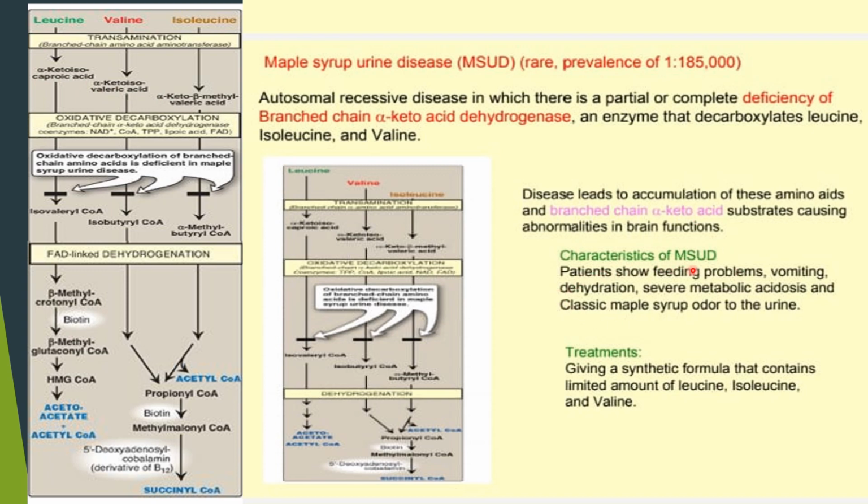What are the characteristics of maple syrup urine disease? It has the following different characteristics. The patient shows feeding problems, vomiting, dehydration, severe metabolic acidosis, and classic maple syrup odor to the urine. If we talk about the treatment, then a synthetic formula is given that contains a limited amount of leucine, isoleucine, and valine.